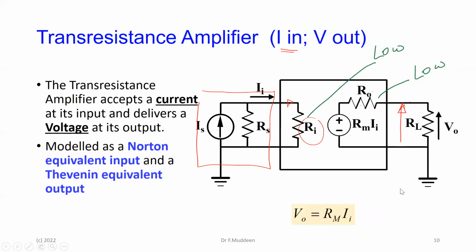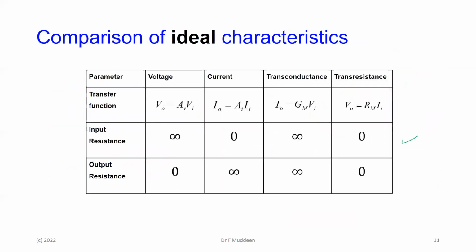And then the transresistance amplifier, you're putting current in and you're getting voltage coming out. And of course, the input-output relationship is something called the transresistance of the device, and they use a capital R with subscript M for it. Okay? So if you were to summarize all of them in a table, this is ideally what the four amplifier characteristics look like. The voltage amplifier, the current, the transconductance, and the transresistance.